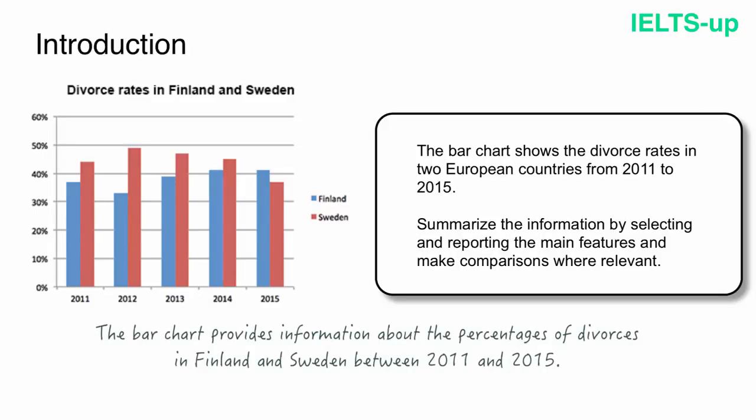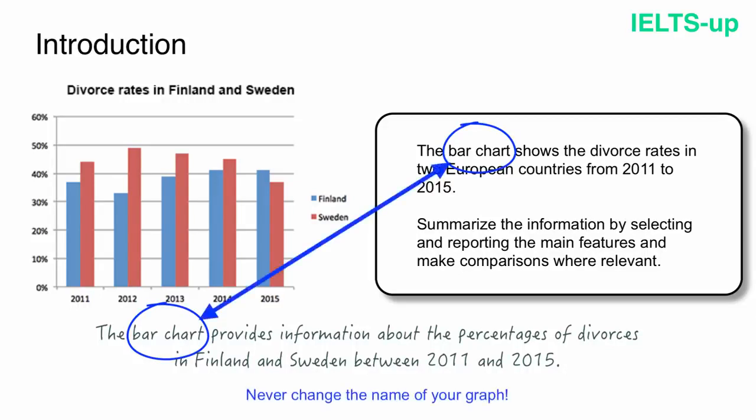The bar chart provides information about the percentages of divorces in Finland and Sweden between 2011 and 2015. You can notice that I did not change the name of the chart. And you should never change the name of your graph too. Remember, table is a table, bar chart is a bar chart, and line graph is a line graph. So I kept the bar chart.